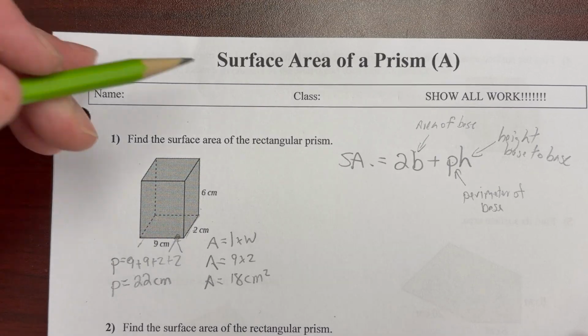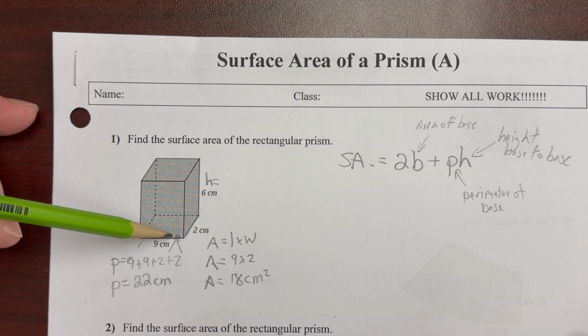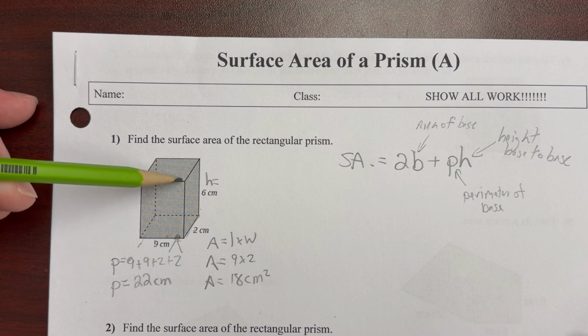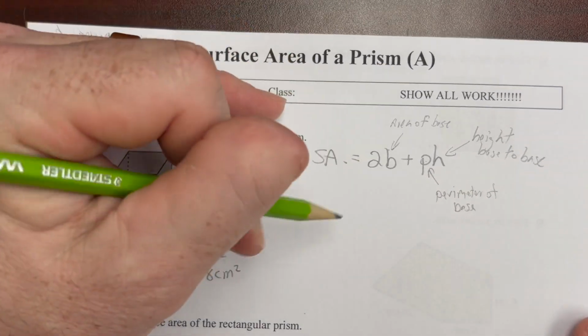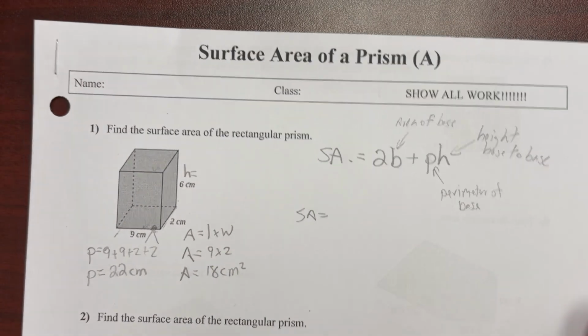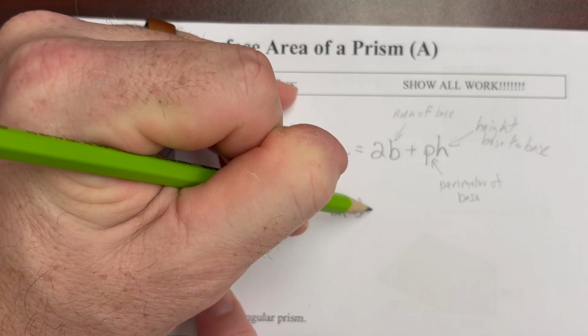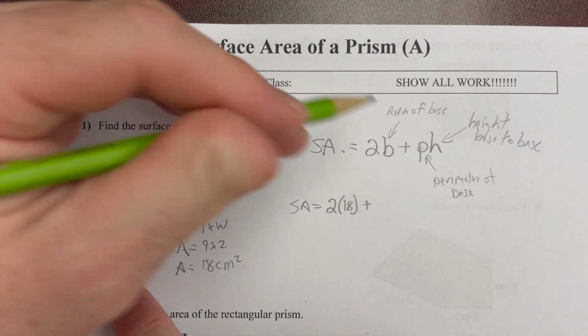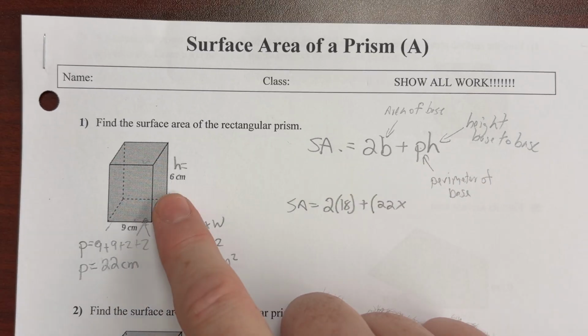Now we know those two, and that leaves this one measurement. That's our height, because that's the distance from this face that we're using as our base to its opposite face, which is up here. So that's our H. Now we just plug everything in. SA equals 2 times the area, which is 18, plus the perimeter times the height, which was 6.